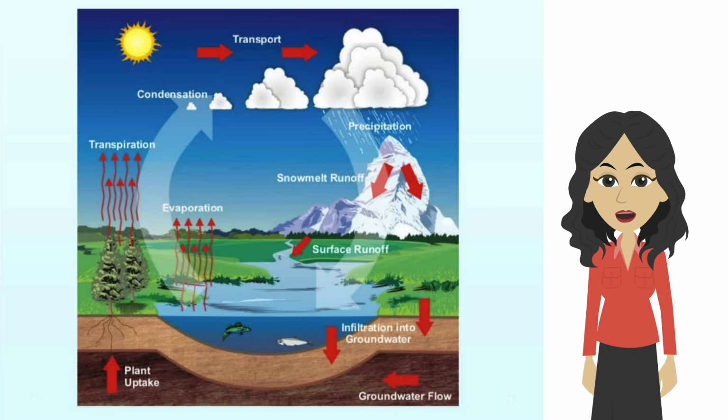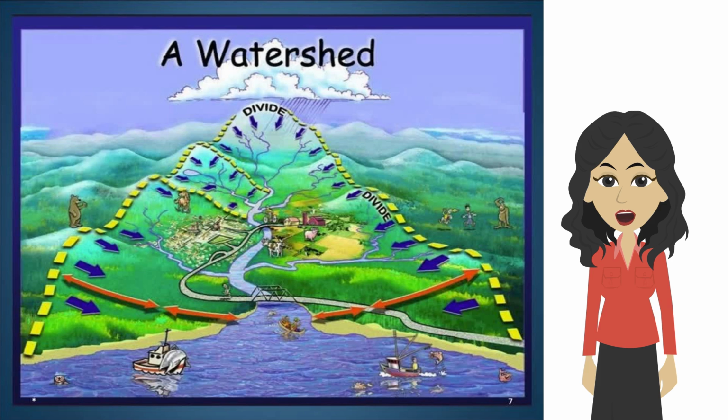In order to keep our environment clean and safe, we need to understand what a watershed is. This is a picture of a watershed. All the area surrounded by the yellow dotted line leads down to the large area of water at the bottom of the picture. When rain falls anywhere in this area, it eventually all drains to the same body of water.